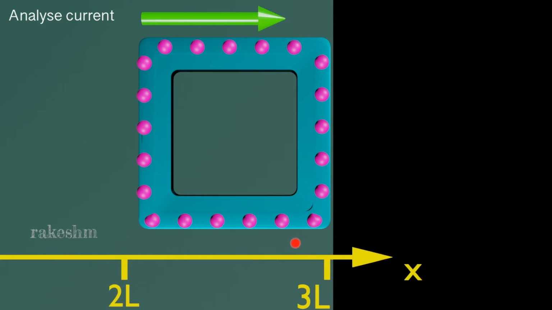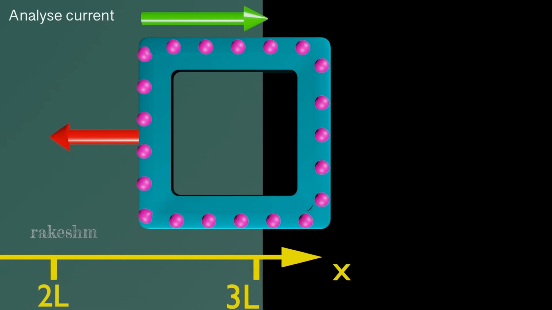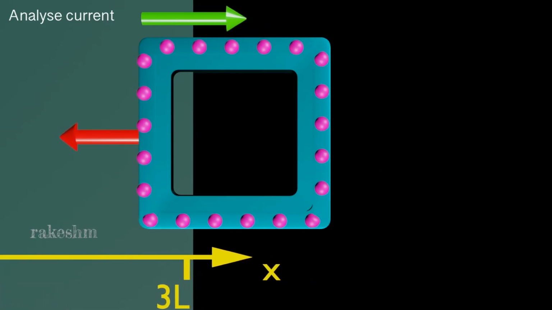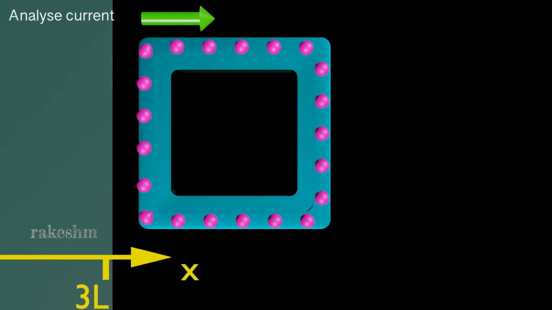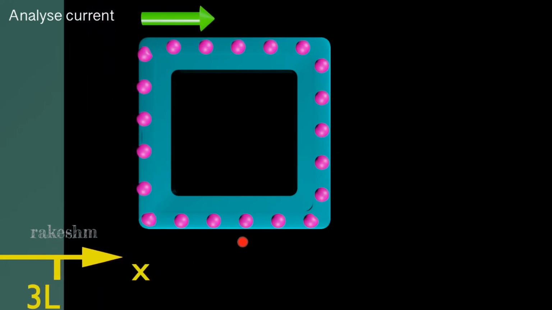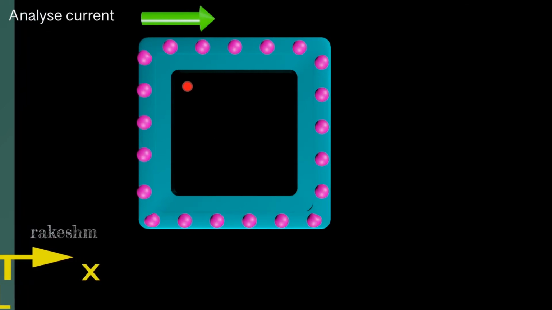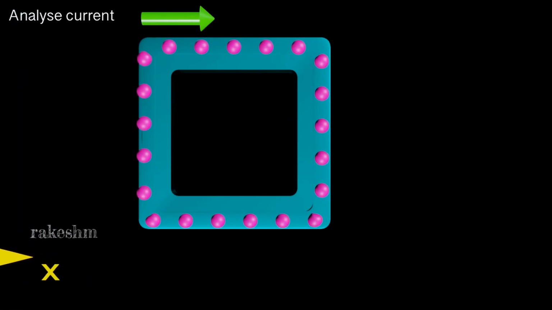Now as this loop moves from x equal to 3L to x equal to 4L, the magnetic flux through this loop is decreasing, and again from Lenz's law we can say that the current in this loop will be in clockwise sense. So you can see that the current in this loop is in clockwise sense. And now after this loop leaves the magnetic field region, the net change in flux is 0 and the current induced in the loop is also 0.